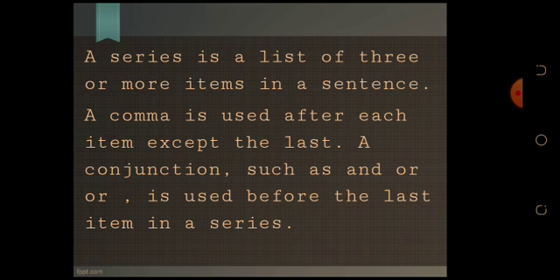Let's say we have 3 items. After the first item, there will be a comma. After the second item, there will be a comma. But after the third item, there won't be a comma. And also, before the third item, we would have a conjunction, such as and or or.